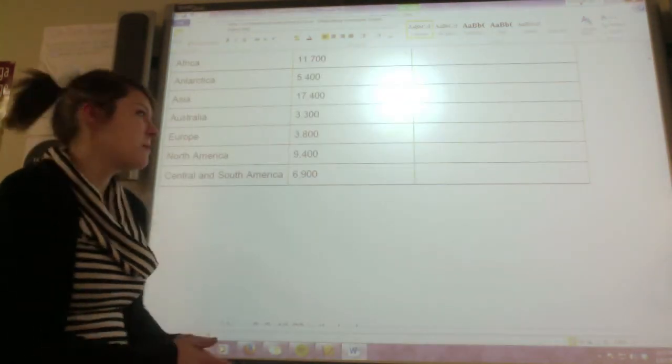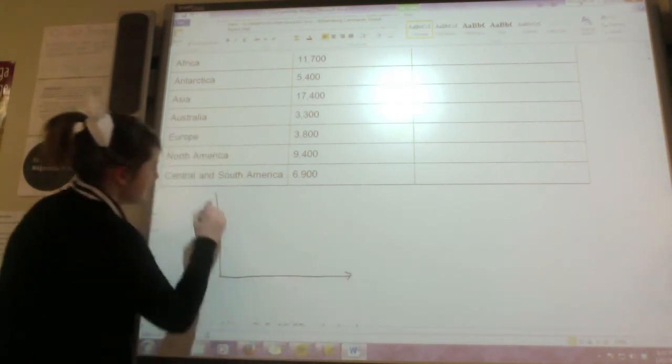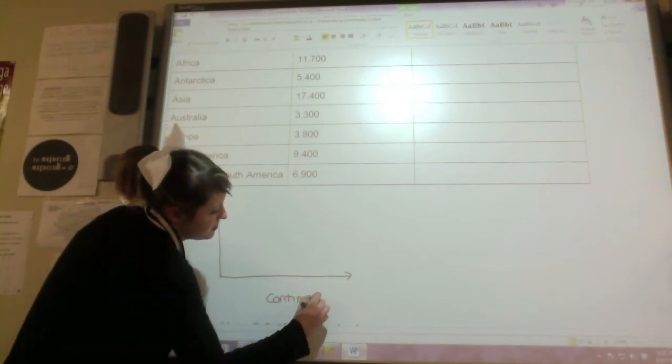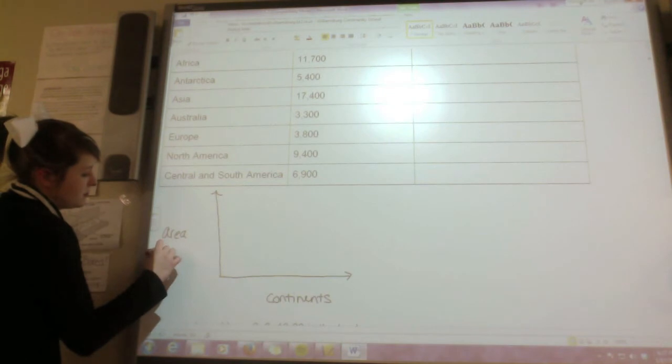Alright, now I'm going to make my bar graph. So, I have my X and Y axis. On my X axis, I'm going to put the continents. On the Y axis, I'm going to put my area in square miles.